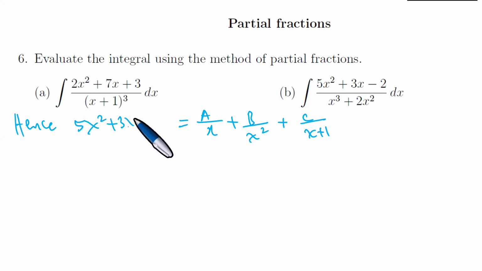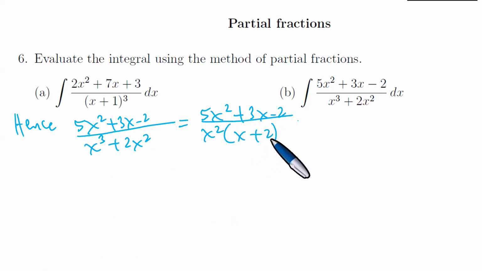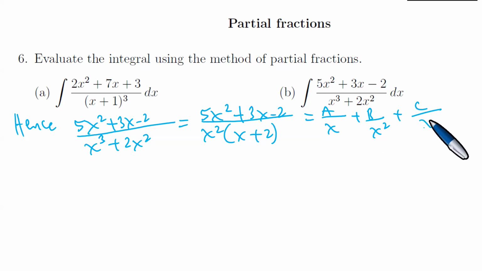5x squared, 3x minus 2 divided by x cubed plus 2x squared. Right, which is exactly that. Okay, because obviously, this is justified by the denominator factorization. So you'd have, for example, 3x minus 2 divided by x squared, which is x plus 2: a over x, b over x squared, c over x plus 2.